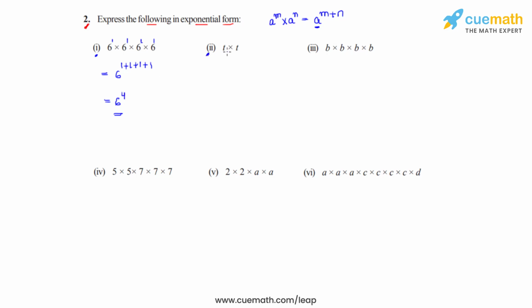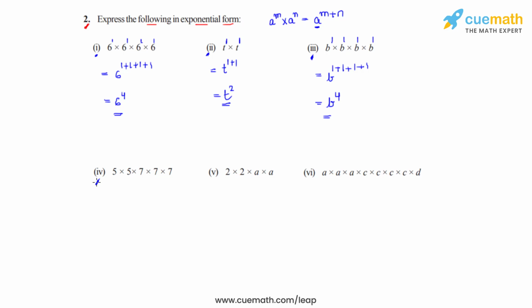Similarly, for the second bit, we see that t is multiplied 2 times, the power of t being 1 for each of the terms that we have. So we get it as t raised to 1 plus 1, and that gives us the answer t raised to 2. The third bit is b is multiplied 4 times, power of b is 1 for all the b's. So we write a common b and we add the powers 1 plus 1 plus 1 plus 1, and that gives us b raised to 4.